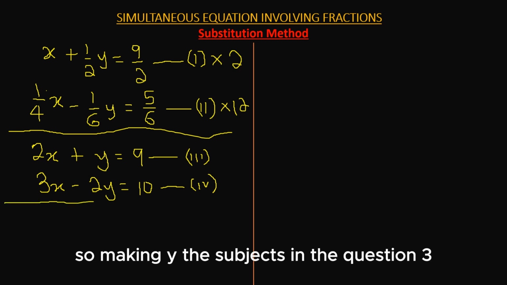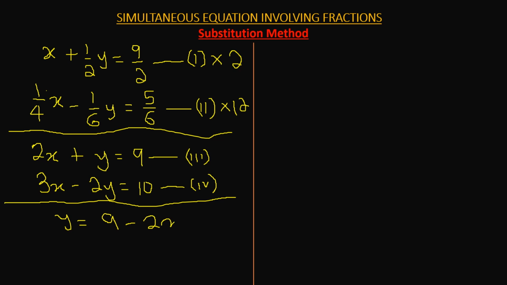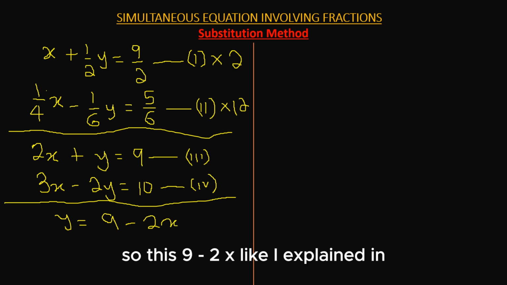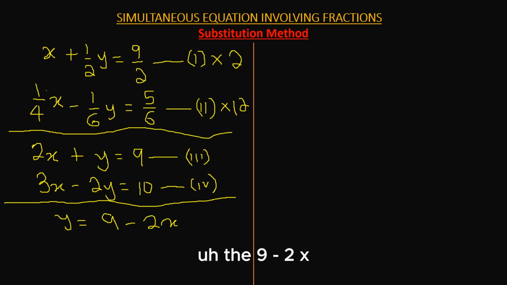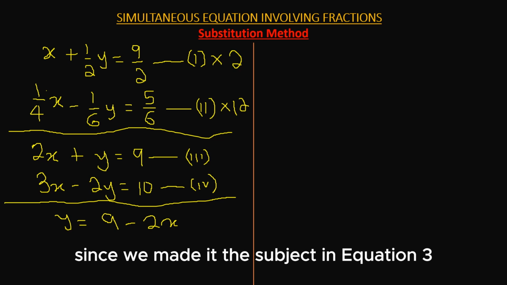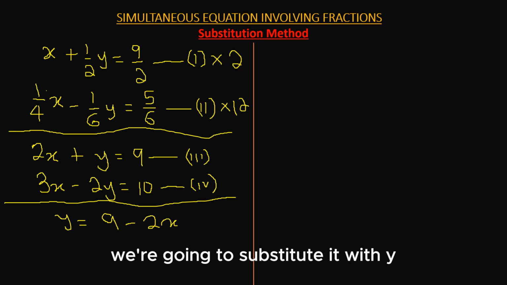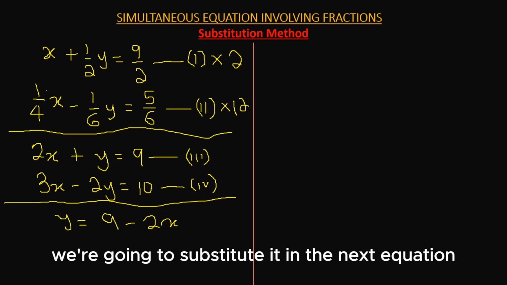So making y the subject in equation 3, we're going to have y equal to 9 minus 2x. Like I explained in the normal substitution method, we're going to use this 9 minus 2x to replace y in the next equation. Since we made it the subject in equation 3, we're going to substitute it for y in equation 4.